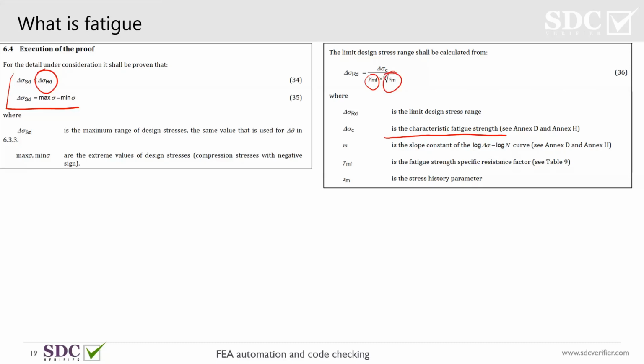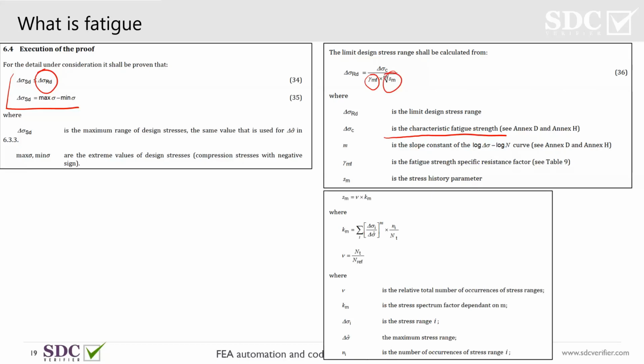Right, so what is this stress history parameter? In short, it helps you to accumulate fatigue damage based on the applied number of load cycles and depending on the stress range. Here we see the stress range compared to the maximum one, taken to the slope constant m power, times the ratio between the relative number of load cycles to the total number of load cycles.